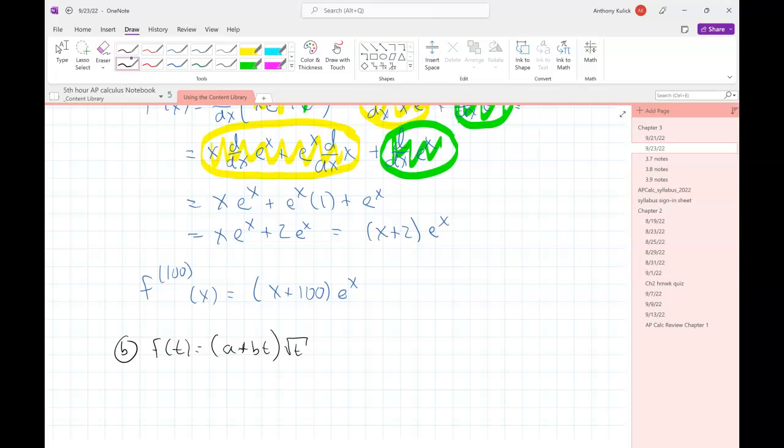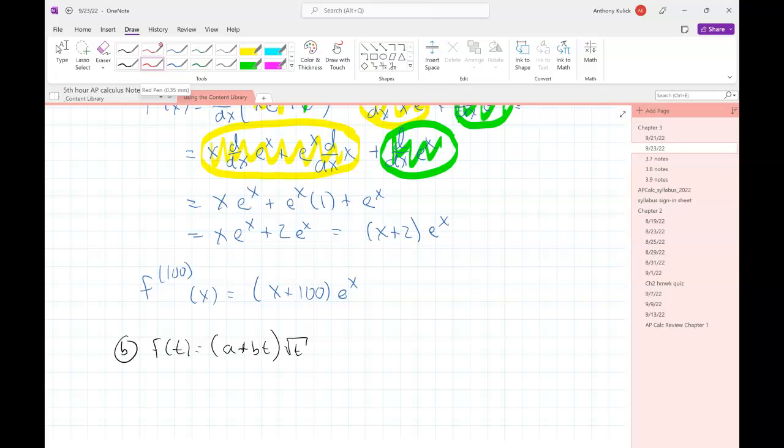So let's say we have a plus b t times the square root of t, and we're looking to take the derivative of this, obviously with respect to t, since that's the independent variable quoted in the function. How do you want to do this? Well, there's two routes you could take, right?